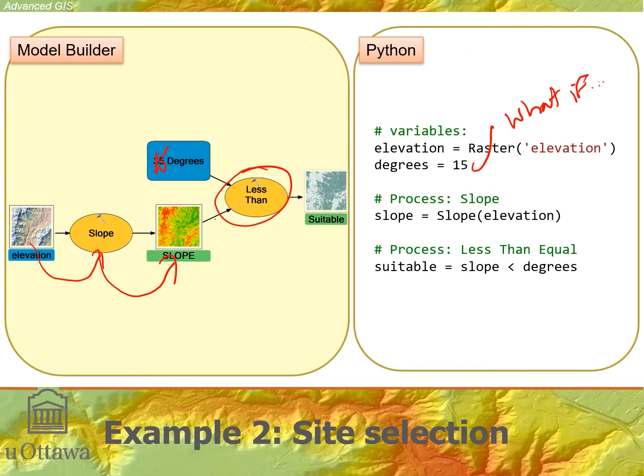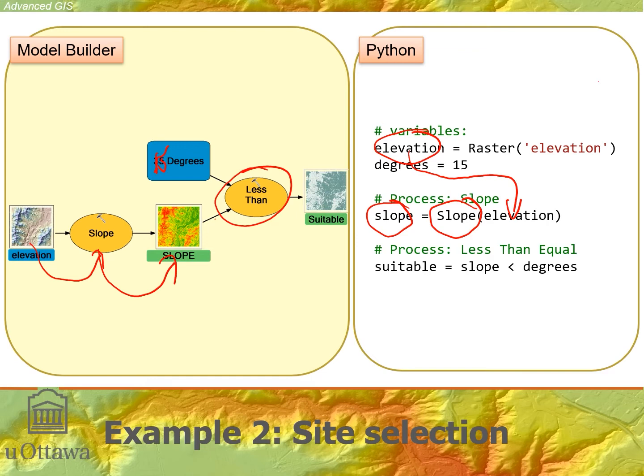So we can run what-if scenarios easily by simply changing the degrees here, to see how much area or what areas would become available or be lost at different degree settings in terms of slope. So we have these two variables. Then we use the slope function with our elevation raster variable, and we output something called slope.